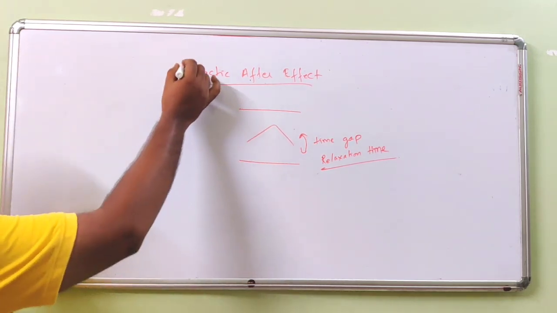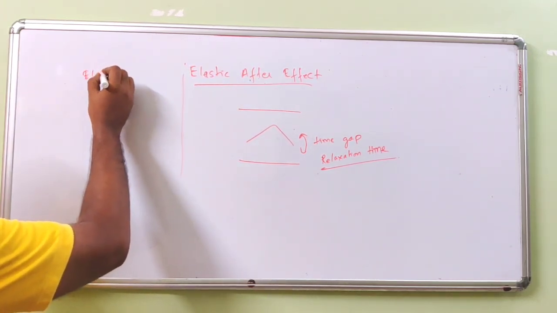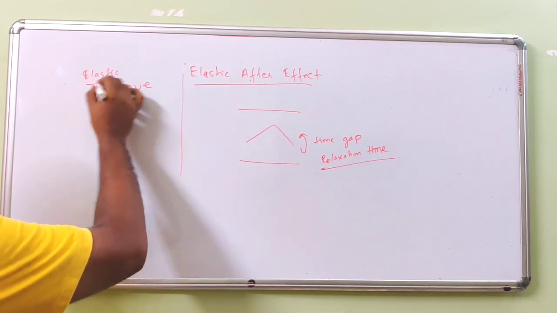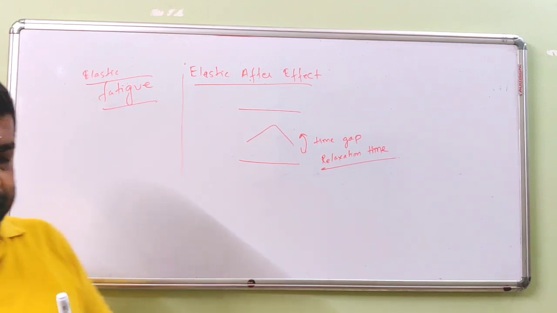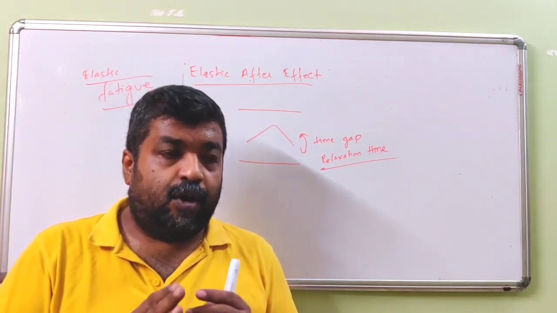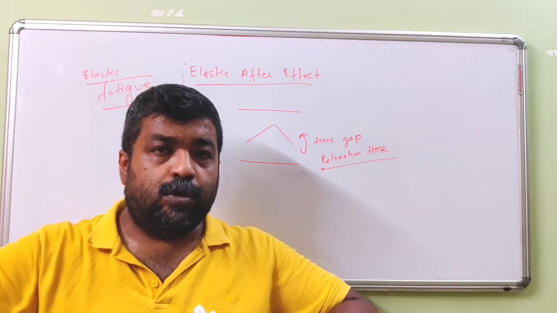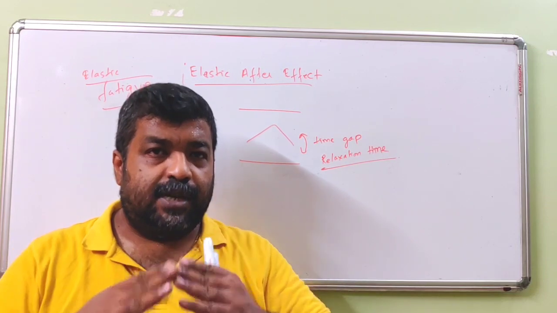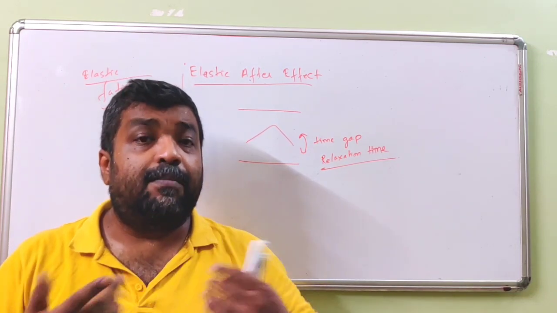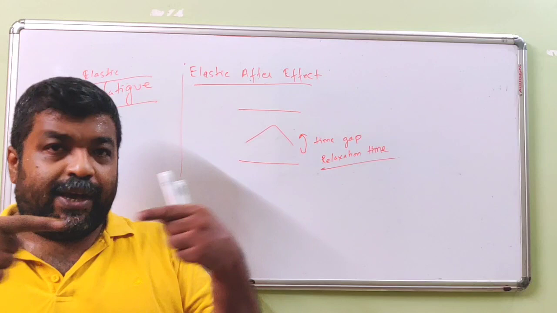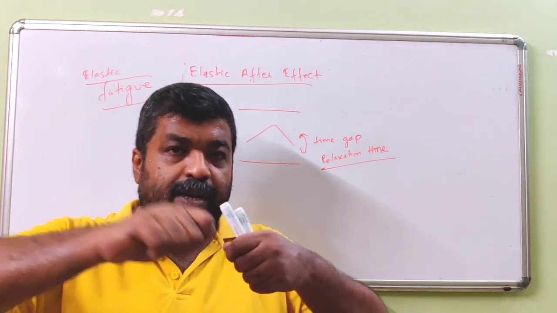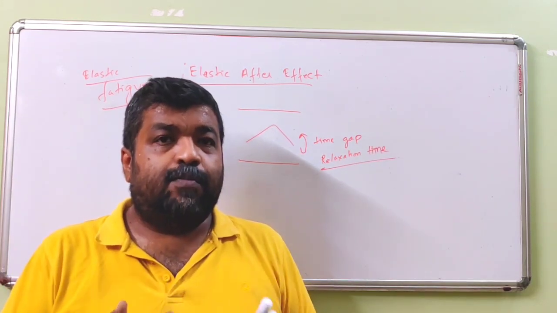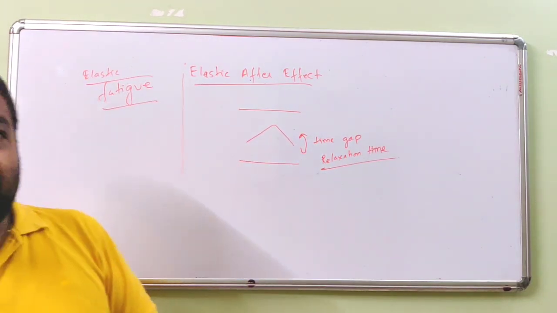Then there is another term we need to understand, elastic fatigue. Elastic fatigue is when an object is subjected to alternate stress and strain, then it loses its elastic property and finally it breaks. Suppose you have a metallic wire. You might have seen that if you bend the wire continuously, the wire may break. That process is called elastic fatigue.